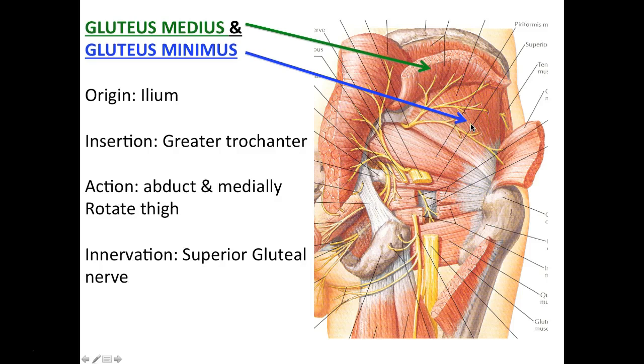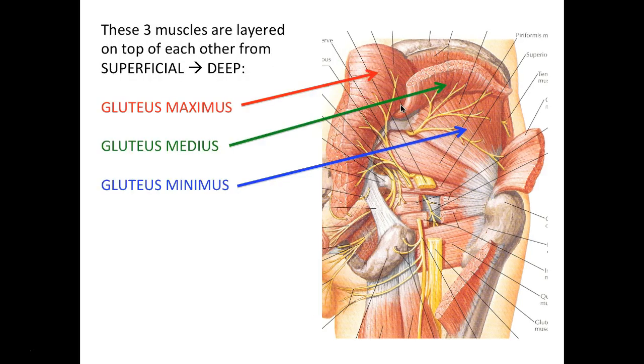Now I do these muscles together because they share everything in common. So both muscles are going to originate from the ilium, insert into the greater trochanter, which this is a really great view of, and they're going to abduct and medially rotate the thigh. It makes sense that it abducts because it's coming from this superior section here, and some of the fibers are reaching over at an angle, so that is going to cause medial rotation. Next we have the innervation, which is superior gluteal nerve. So that's gluteus maximus, gluteus medius, and gluteus minimus, from superficial to deep.